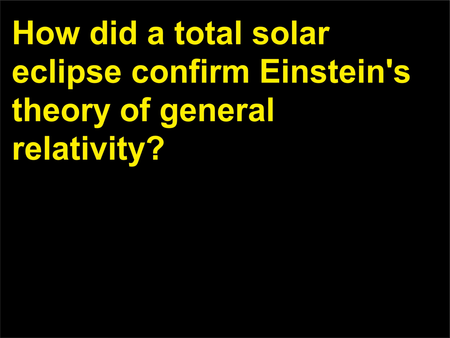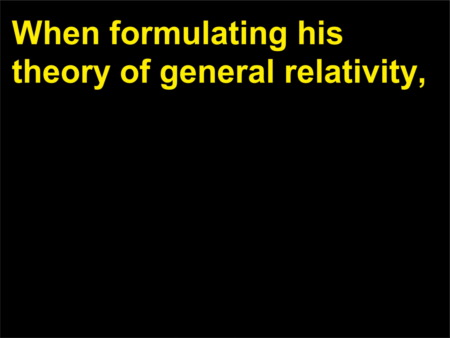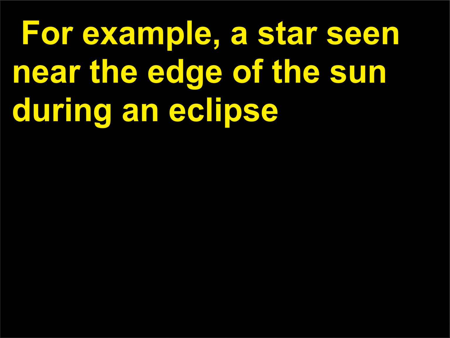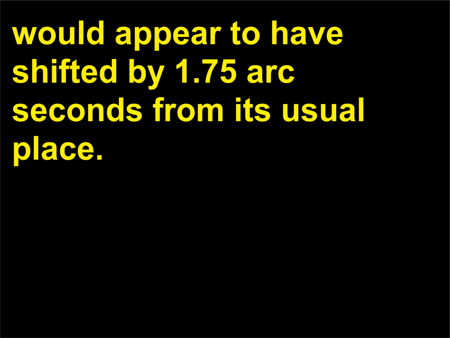How did a total solar eclipse confirm Einstein's theory of general relativity? When formulating his theory of general relativity, Albert Einstein proposed that the curvature of space near a massive object like the Sun would bend light that passed close by. For example, a star seen near the edge of the Sun during an eclipse would appear to have shifted by 1.75 arcseconds from its usual place.